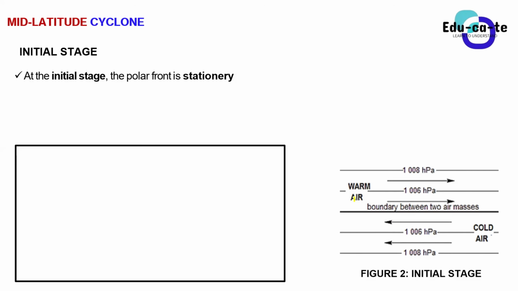So this is the first stage in the development of a mid-latitude cyclone. At the first stage, the polar front is stationary, meaning that it is not moving, it is just a straight line. Remember, guys, that we said that the polar front is just a line that is separating the warm westerlies and the cold polar easterlies. It is just a line or a boundary separating the warm westerlies and the cold polar easterlies.